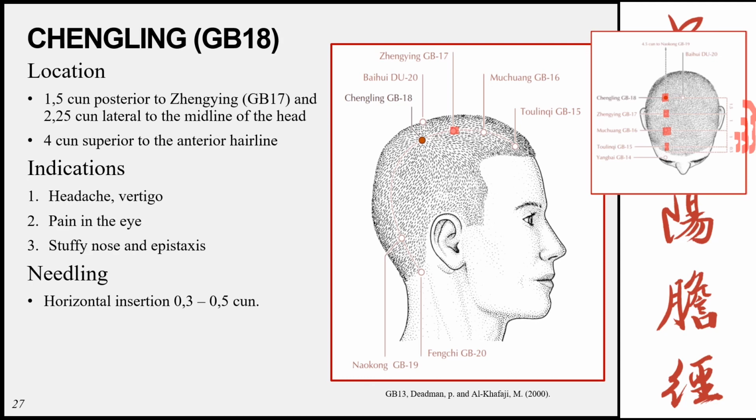And Chengling is used for headache, vertigo, pain in the eye, stuffy nose and epistaxis, and the insertion is horizontal, 0.3 to 0.5 cun.